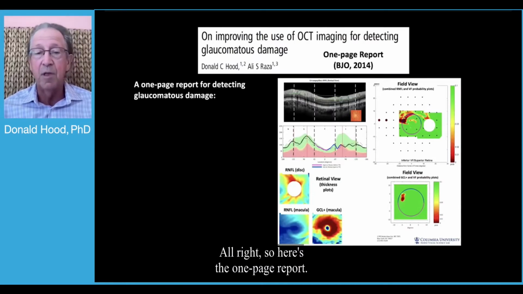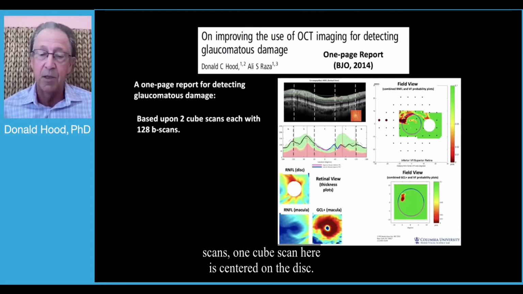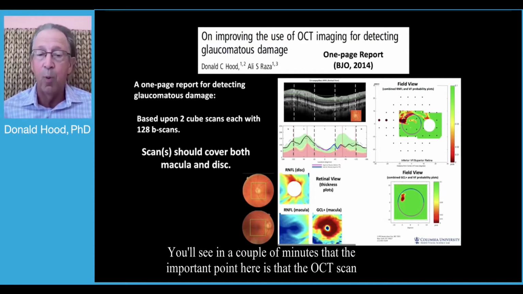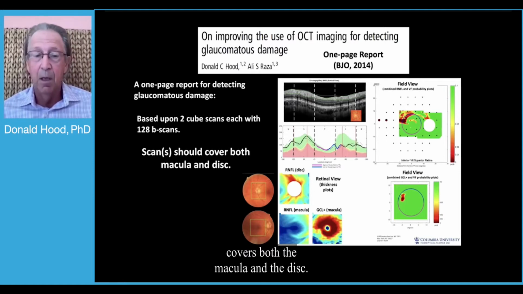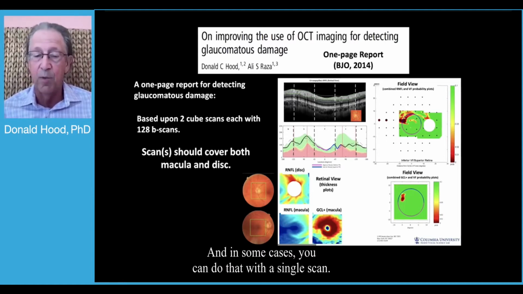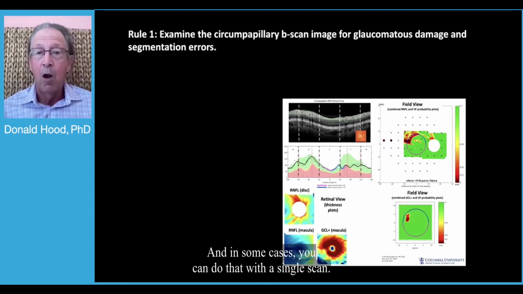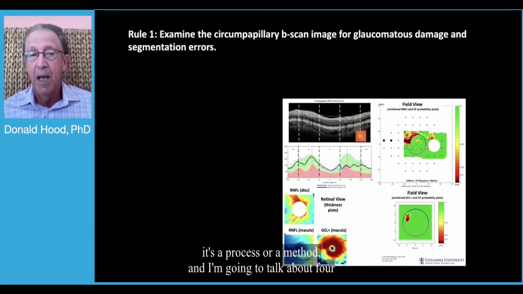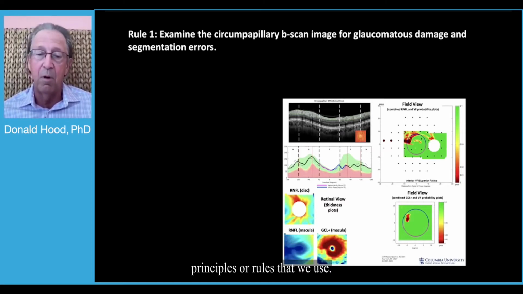All right, so here's the one-page report. In this case, it's based on 2 cube scans. One cube scan here is centered on the disc. The second is centered on the fovea. You'll see in a couple of minutes that the important point here is that the OCT scan covers both the macula and the disc. And in some cases, you can do that with a single scan. All right, so this is really more than just a report. It's a process or a method, and I'm going to talk about 4 principles or rules that we use.